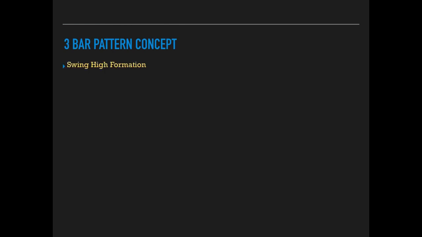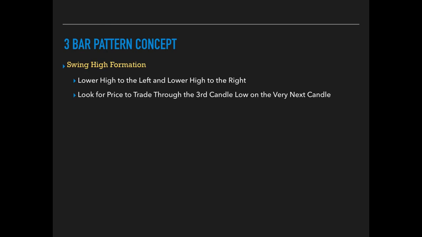So that's when we have a swing high formation, right? And that's if we have a lower high to the left and a lower high to the right. We have a swing high formation. Right, and then what we're going to do is we look for price to trade through the third candle low on the very next candle, okay? And then that'll give us a bearish bias condition, and we'll be looking to sell at or above the day open price in that condition. You can look to be a seller on that candle, okay?